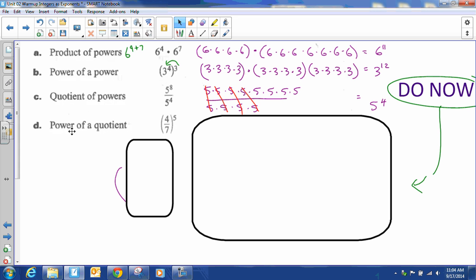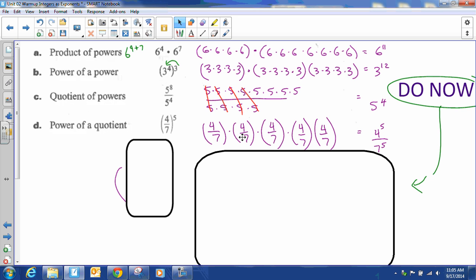Now, the last one, power of the quotient. 4 sevenths to the 5th power is 4 sevenths times 4 sevenths times 4 sevenths times 4 sevenths times 4 sevenths, which is 4 to the 5th power over 7 to the 5th power, which really means you are distributing the power to the invisible first powers down here.